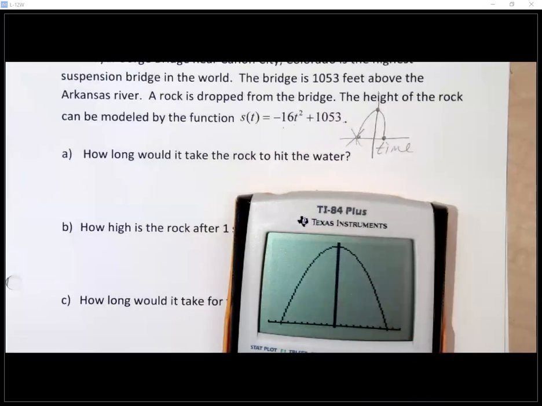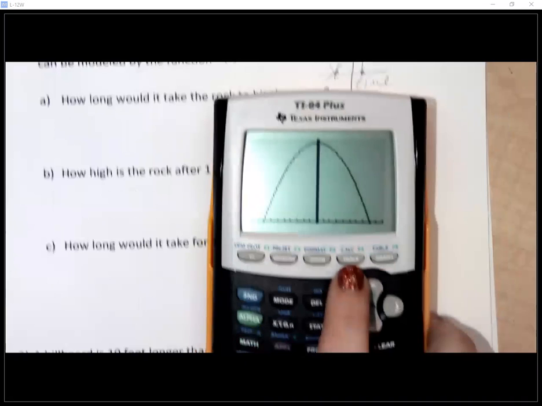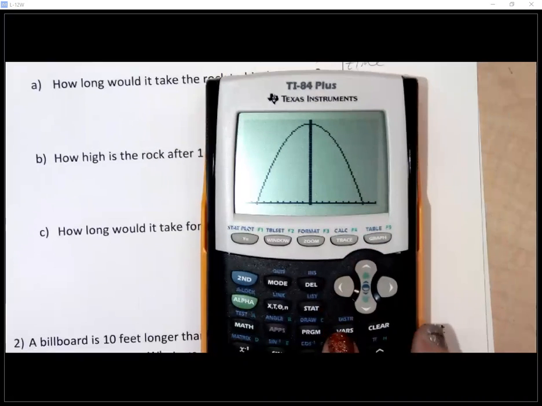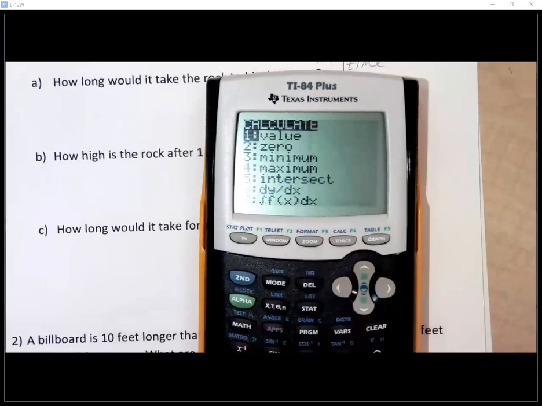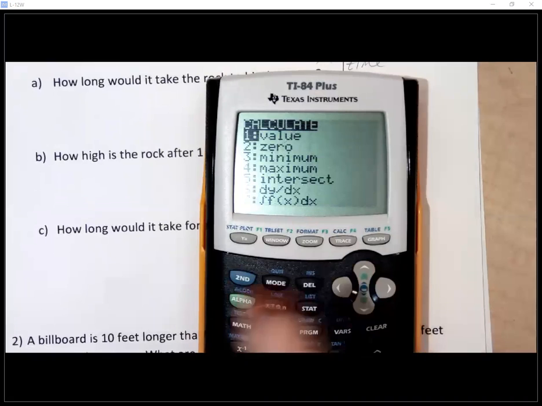You're going to hit the second button and you're going to hit trace. Yes, it's that Calc menu we need. Remember that? It says Calc above trace. So you want to hit second and then Calc. And from these choices, I'm really looking for a 0. So I'm going to choose choice 2.